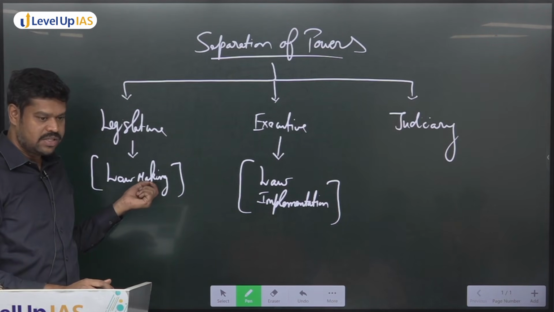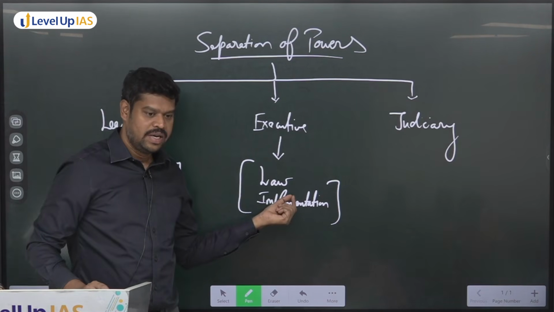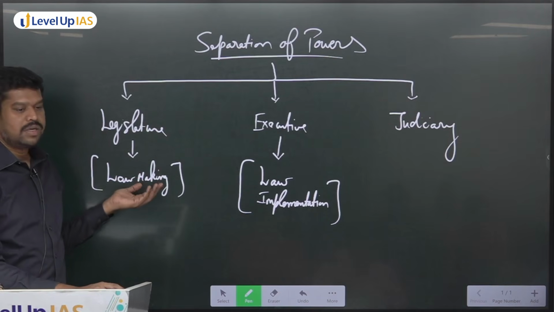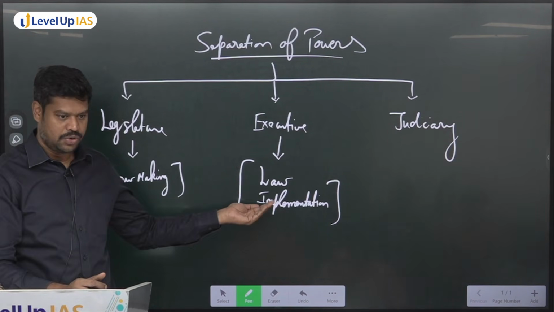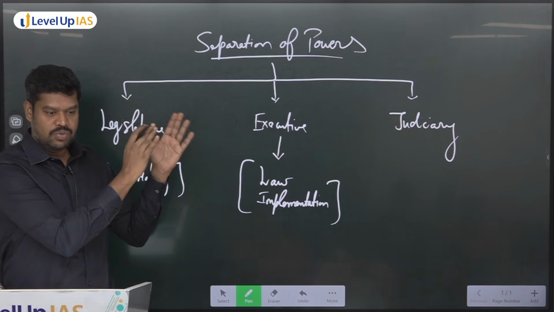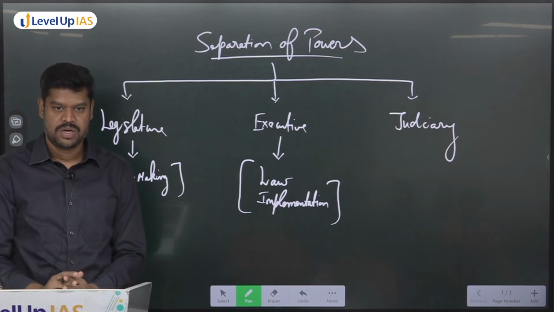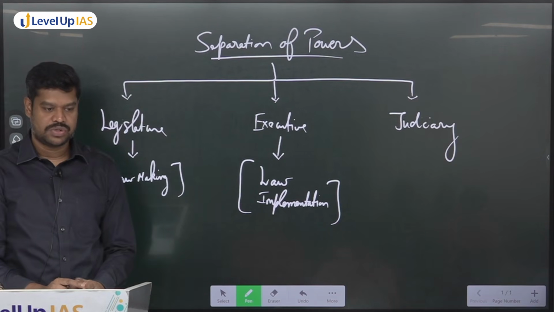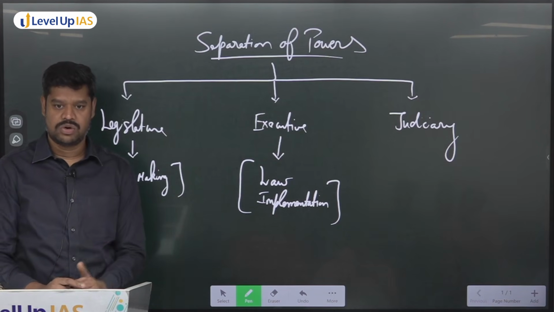Now what is done by the legislature? They make laws. What is done by the executive? They implement the laws. But try to understand that whatever law is made by the legislature, and how the law is implemented by the executive, both have to be in line with what? Both have to be strictly in line with the constitution. The law cannot be made by the legislature in such a way that it goes against the constitution. The law cannot be implemented by the executive in such a way that it goes against the constitution.